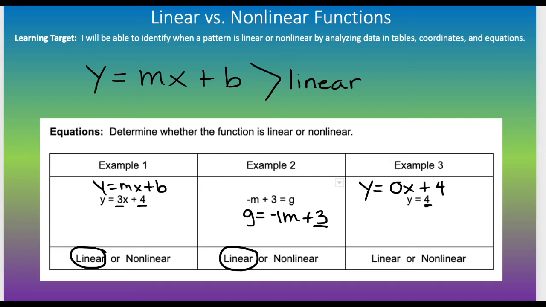So I'm just going to draw a quick sketch of a graph here. Let's say that this is positive 4 on the y-axis. This equation stands for the horizontal line that crosses the y-axis at positive 4, which means that it is linear. It is a line that has a slope of 0. So I'm going to circle that word linear.